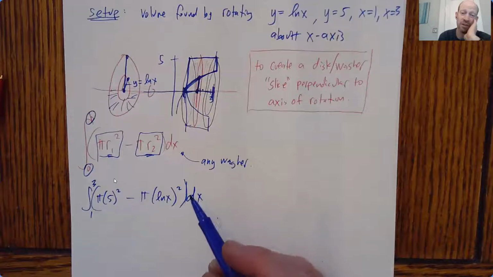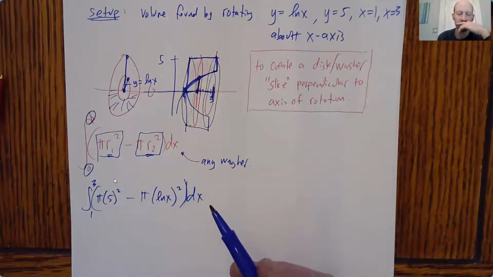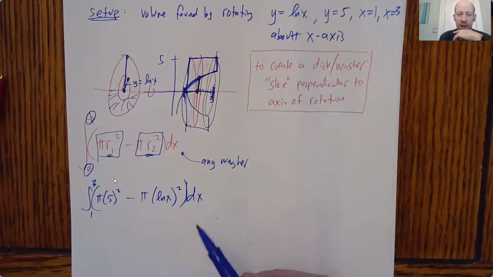It turns out this integral is actually hard for us. We don't know how to integrate natural log of x squared. I'm not positive even offhand how I would do that, but this is the setup that we're looking for. Okay. So if I asked you to set one up like this, this is where I would be looking for you to stop.